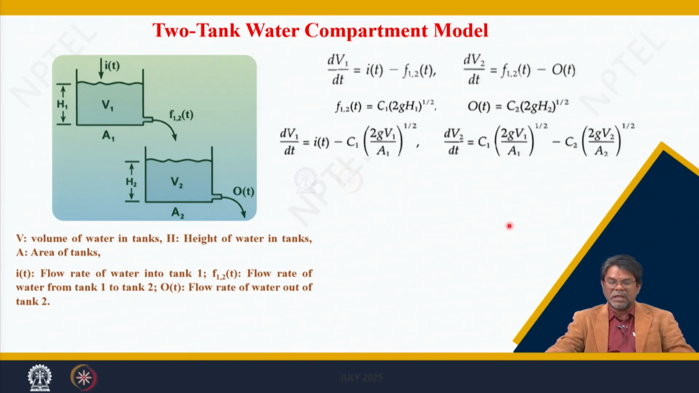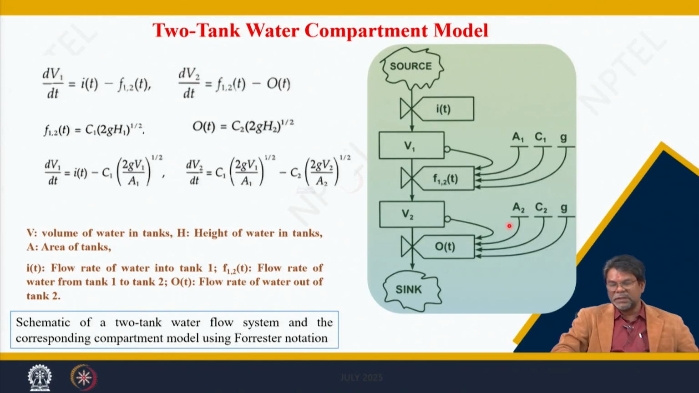So, these are the change in volume of water in tank 1 with respect to time and the change in volume of water in tank 2 with respect to time. So, dV1/dt and dV2/dt. These are the state variables. Now, if you want to represent this as a flow chart using these Forrester symbols, the compartment model symbols, how does it look? That we will be discussing here, how this can be represented using this flow chart.